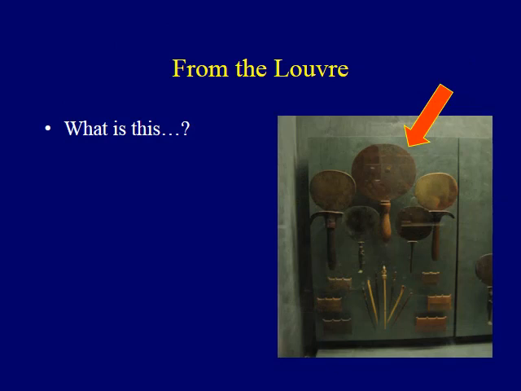The items shown here came from an Egyptian tomb. These are on display at the Louvre. So, do you know what that arrow is pointing to? Yes, a mirror. Pharaoh's Ka would need a mirror in order to make sure that it looked right.